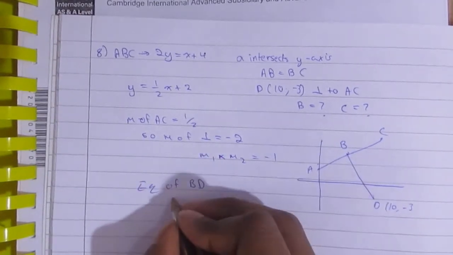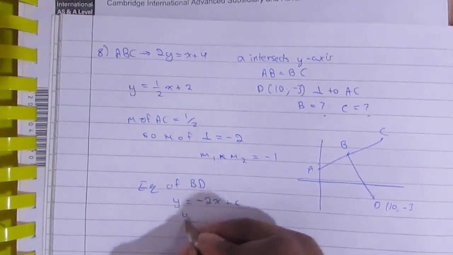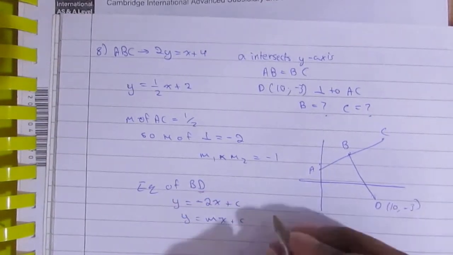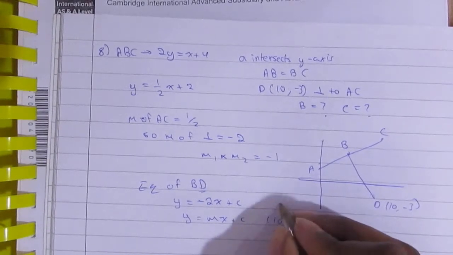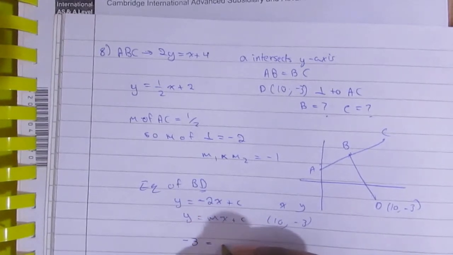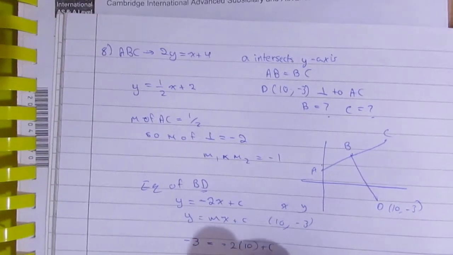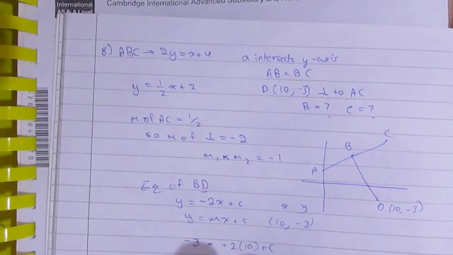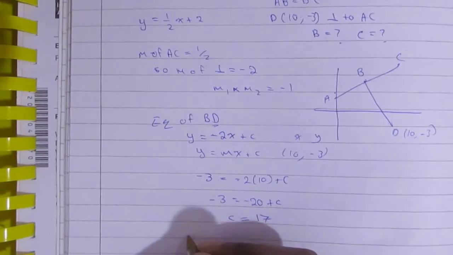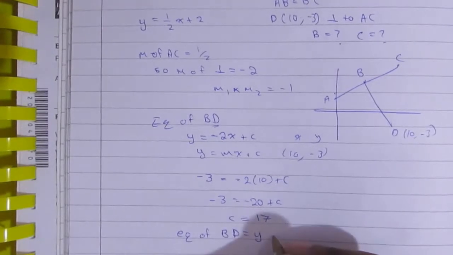So trying to find BD, we know m. We're going to use y is equal to mx plus c. We know m is negative 2. We have to find what c is. We're given D, so we can substitute that in the equation. In D, negative 3 is y and 10 is x, right? So we'll just substitute these values. So negative 3 is equal to negative 2 times 10 plus c. And we'll just solve this to find c. Negative 2 times 10 is negative 20. And negative 20 moved to the other side, so c is equal to 17. Alright, so we found the equation. So y is equal to negative 2x plus 17.